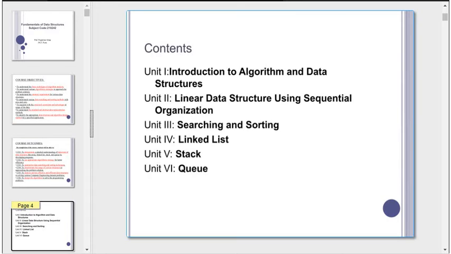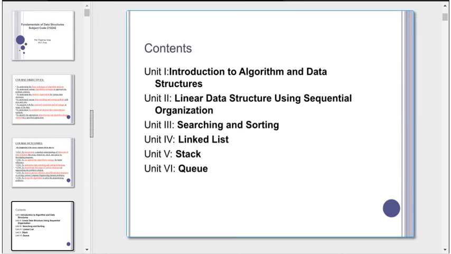Unit 3 deals with different operations or different methods of searching and sorting. We will see the different searching and sorting techniques along with the performance analysis of each sorting and searching technique. The fourth unit deals with linear data structures but with dynamic memory allocation. We will see the singly linked list, doubly linked list along with the generalized linked list, GLL.